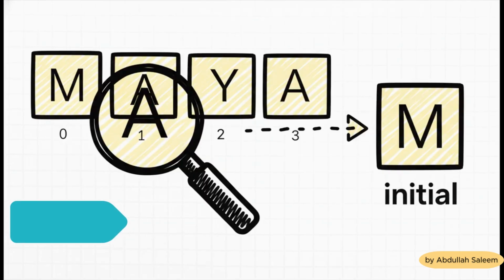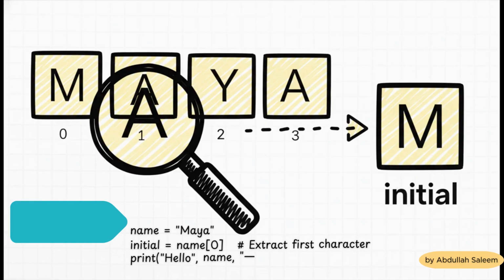Here, we've stored the string Maya in the name variable. Now, strings are cool because they're basically a lineup of characters, all in a specific order. And because of that, we can easily grab just one piece. Here, name[0] grabs the very first character in the line, the M, and stores it in our initial variable.